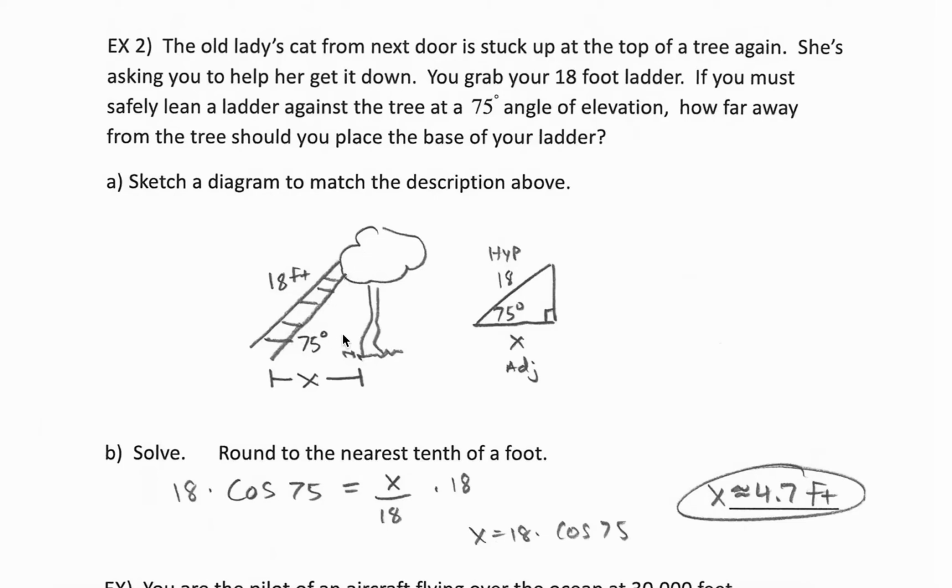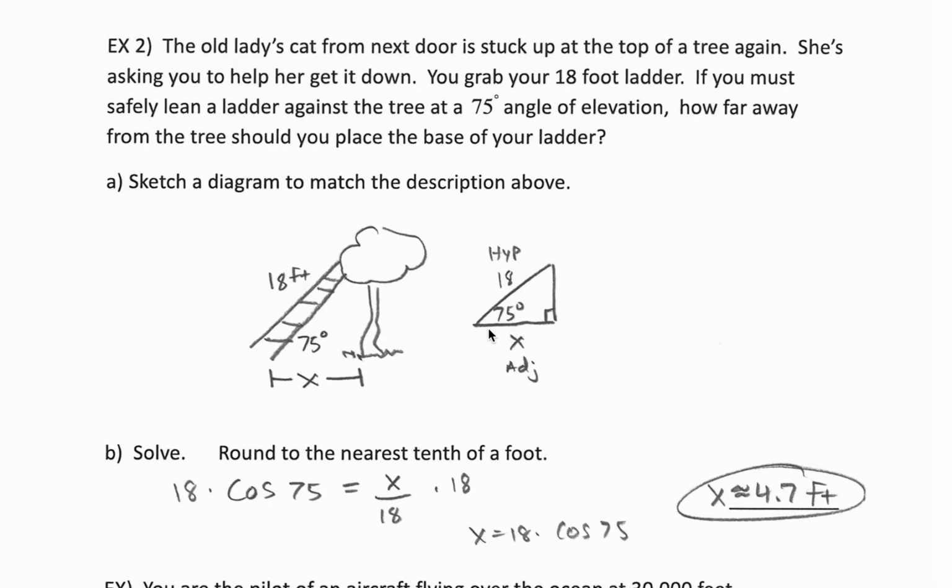So we could sketch out this in a little simple diagram here. We know the length of the ladder, and as we lean it, that's going to turn into the hypotenuse of our right triangle. The 75-degree angle of elevation is going to be down here, opening upward, 75 degrees. And we're asked to find this horizontal length.